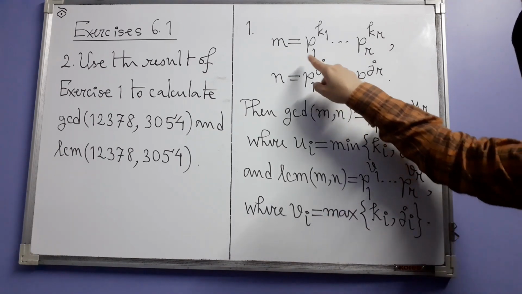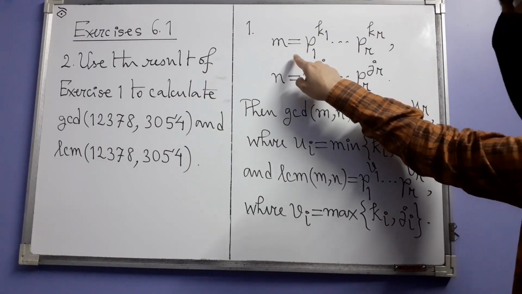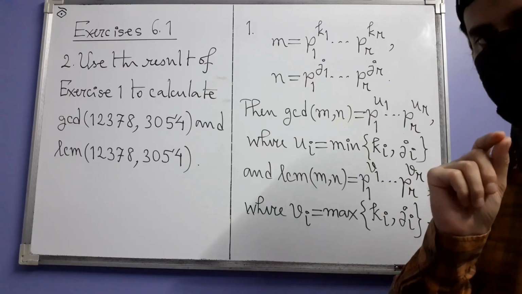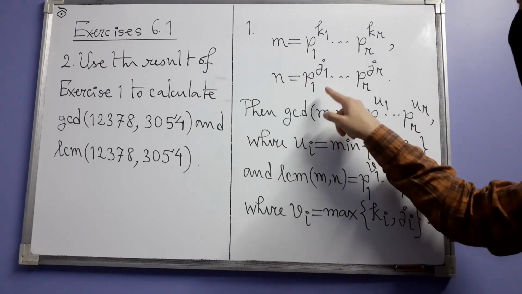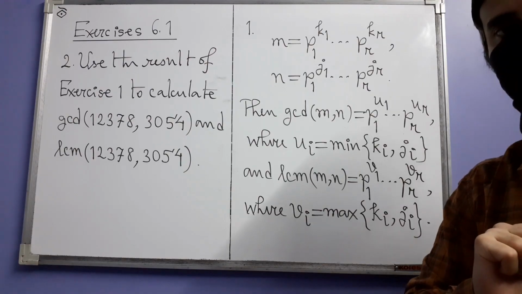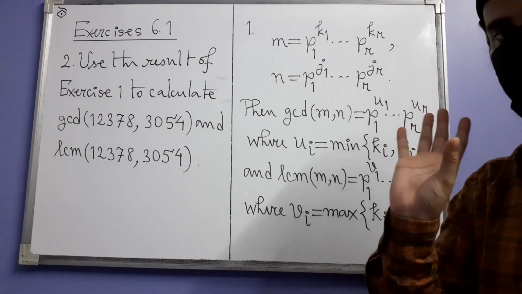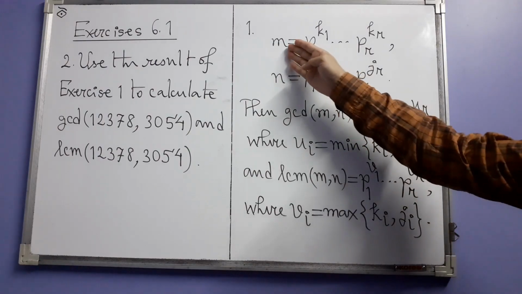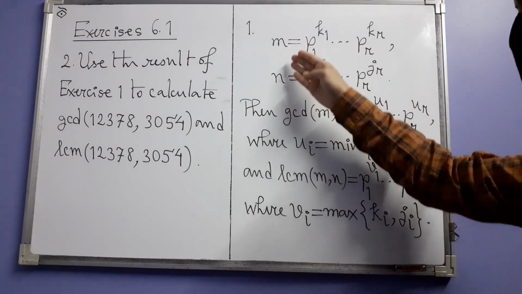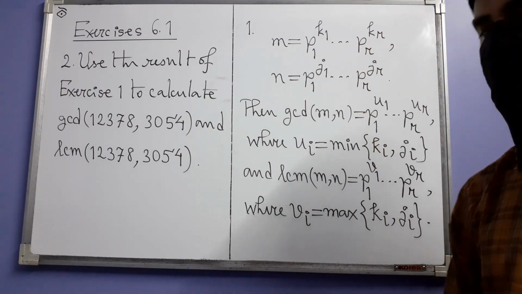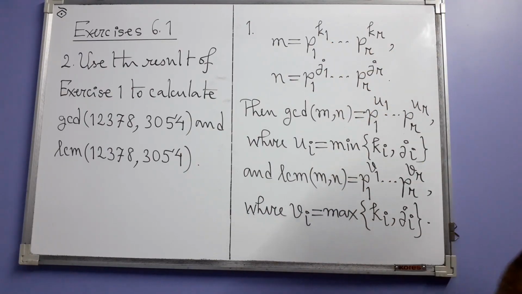For example, say the prime p1 actually divides m, then k1 will be a positive integer, but say p1 does not divide n, then j1 is equal to 0. So we have allowed that possibility, and in fact that is why we are able to write both m and n consistently like this using these primes. Anyway, so that's the setup.